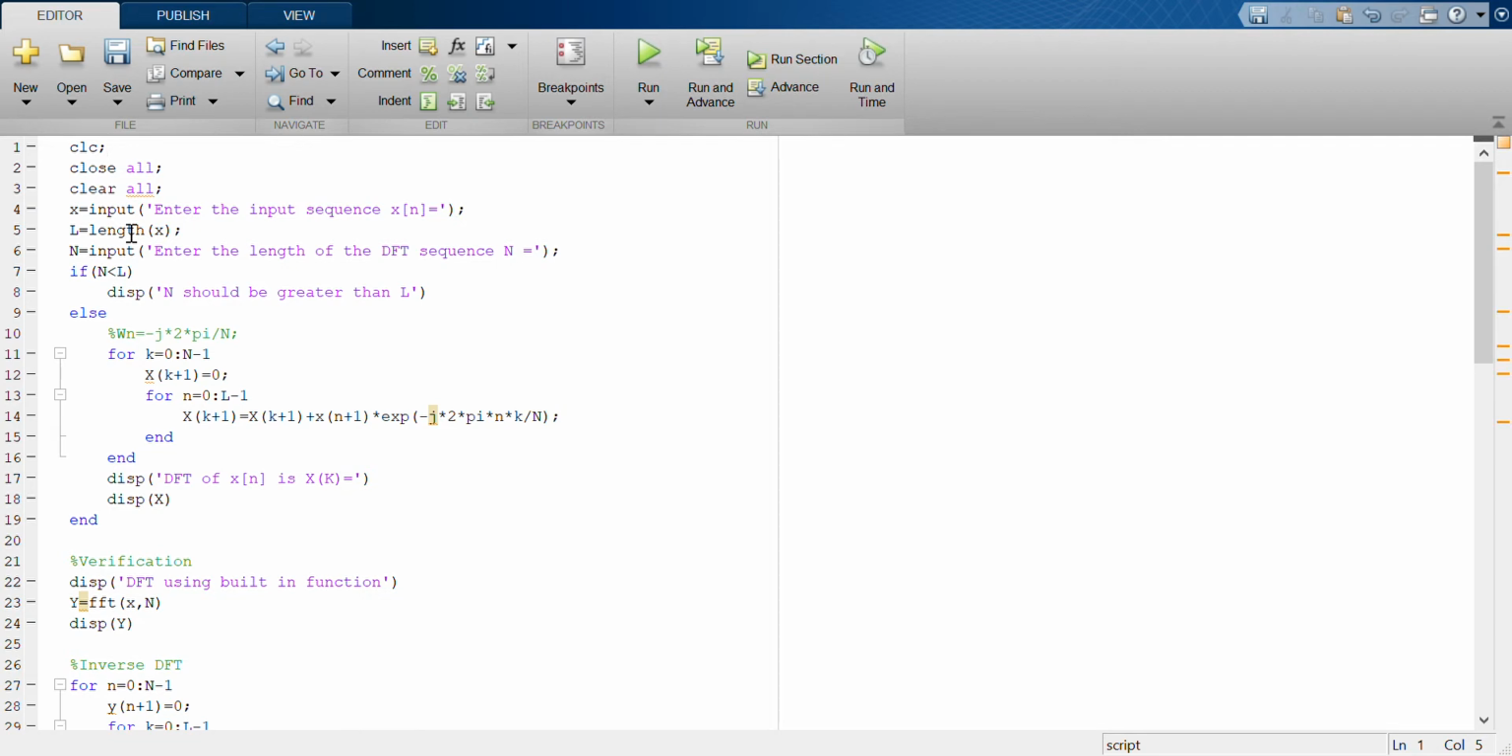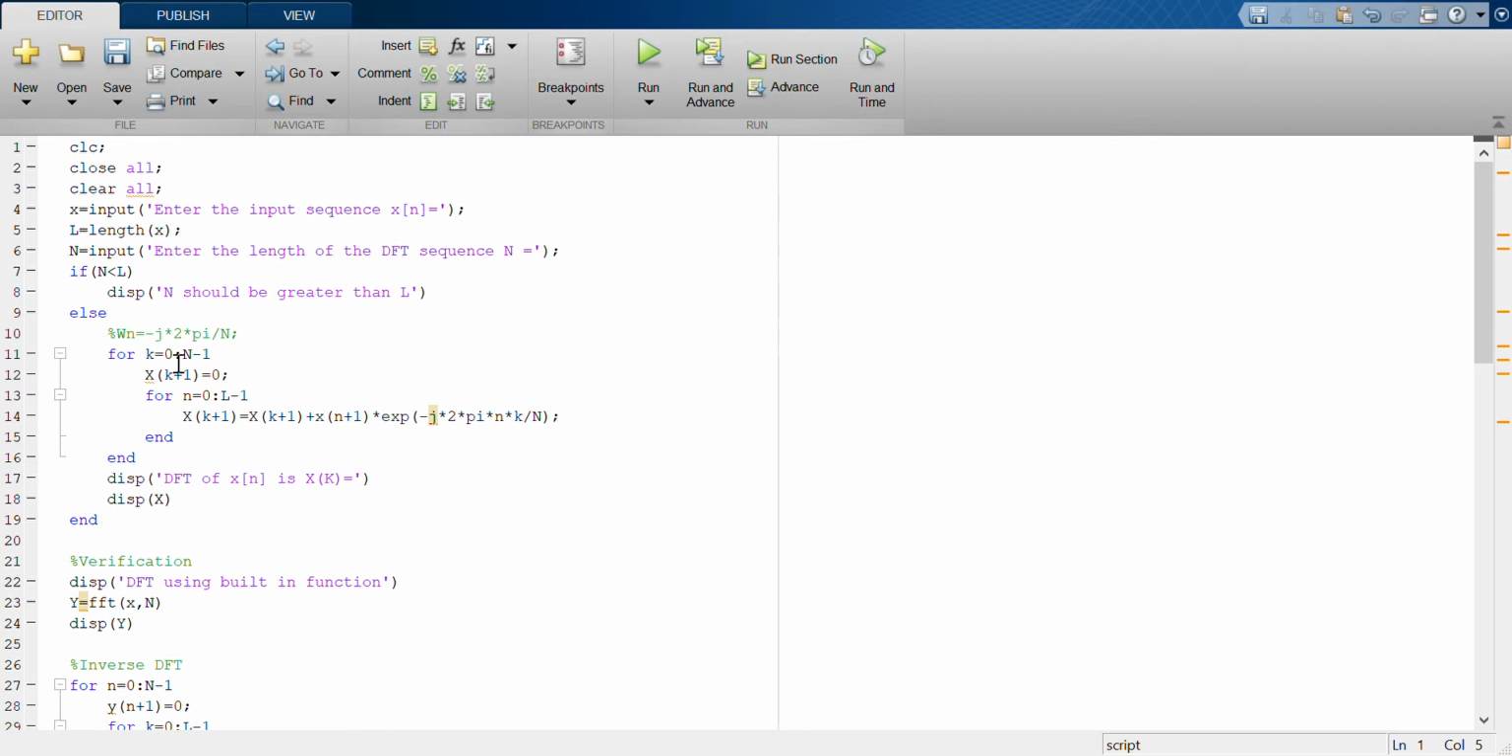Then the input sequence has to be entered using the input command, enter the input sequence. In order to find the length, the function is length of x. And also the length of the DFT sequence, or how many points we have to consider, capital N. For the sequence to be finite, N should be greater than L. So give a condition: if N is less than L, display N should be greater than L.